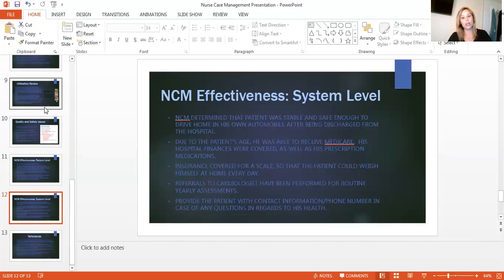Referrals to the cardiologist have been made for routine yearly assessments, and the patient was provided with contact information and phone numbers in case of any questions in regards to his health. So for any changes in symptoms, any questions that he has about medications, he has a phone number that can be called right away and answered.